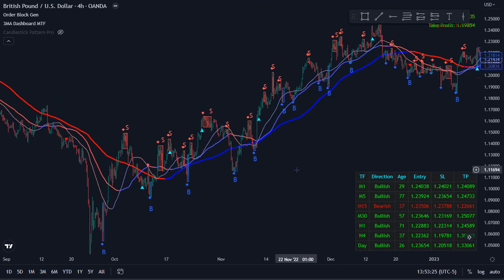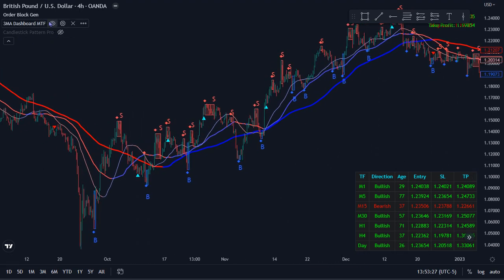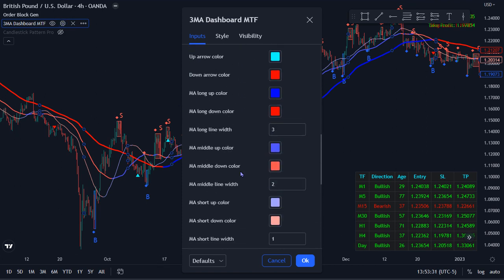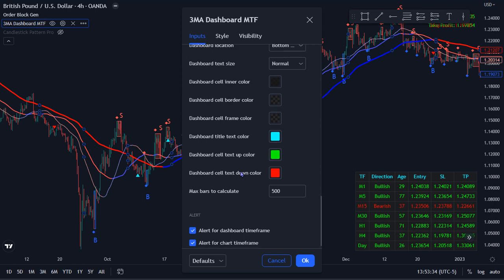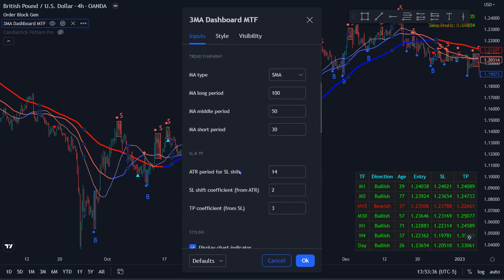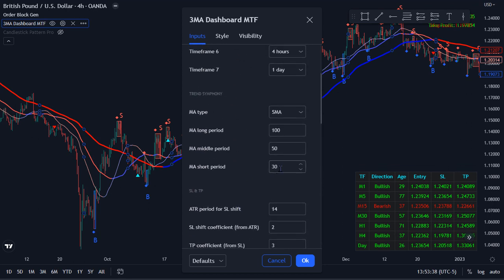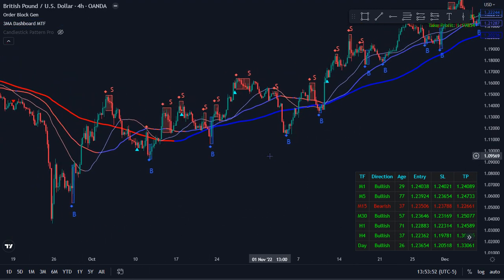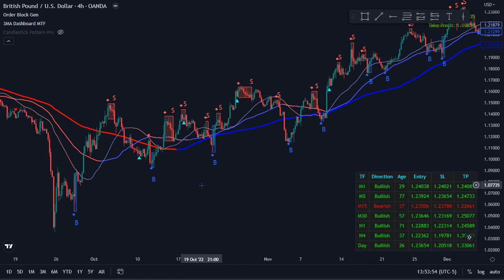Let me first show the 3 moving averages, the default settings. They are the 30, 50, and 100 SMAs. I'm going to leave that as a default, but obviously, mess around with the settings and the different lengths that you may prefer.